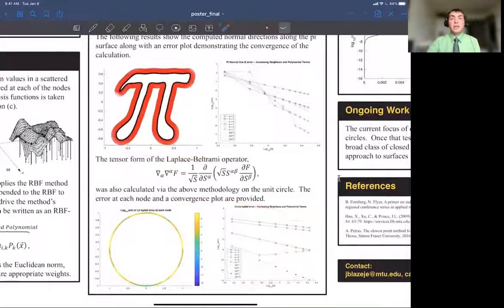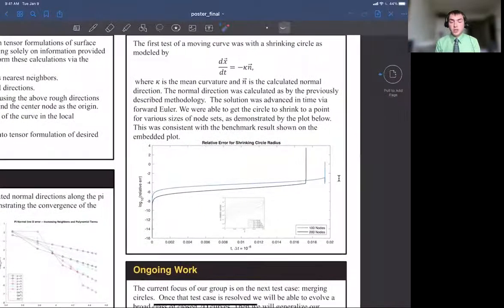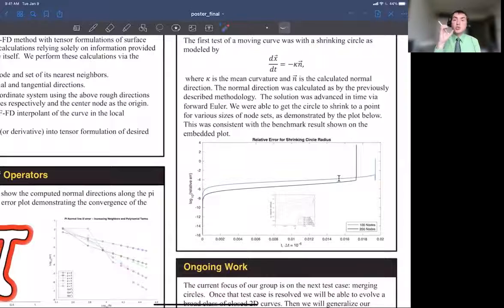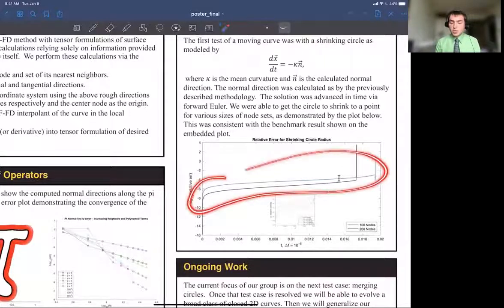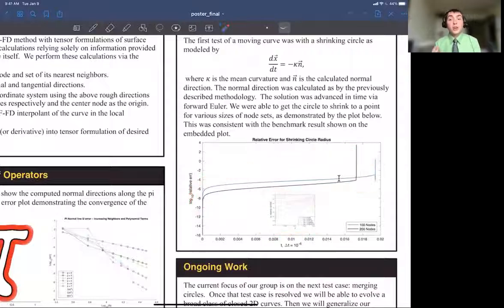Being able to reliably calculate normal directions was imperative as we approached evolving curves. Our first test case was to shrink the unit circle down to a point. We obtained consistent results with a benchmark problem for various initial node sets. The current focus of our group is on the next test case, merging circles. Once that test case is resolved, we will be able to evolve a broad class of closed 2D curves. Then we will generalize our approach to surfaces in 3D.